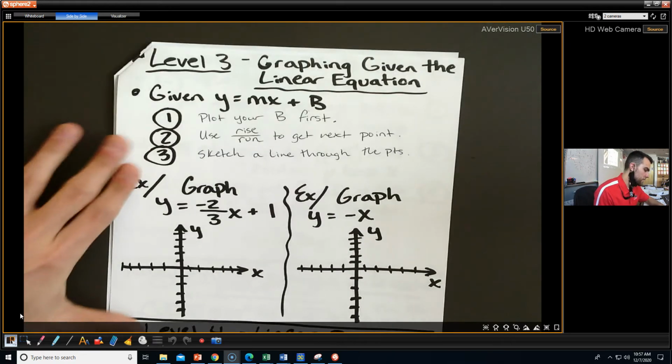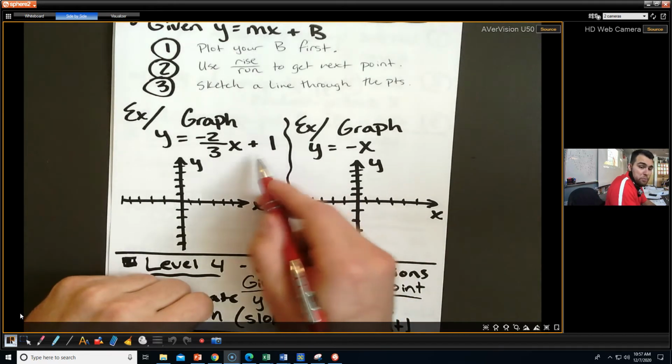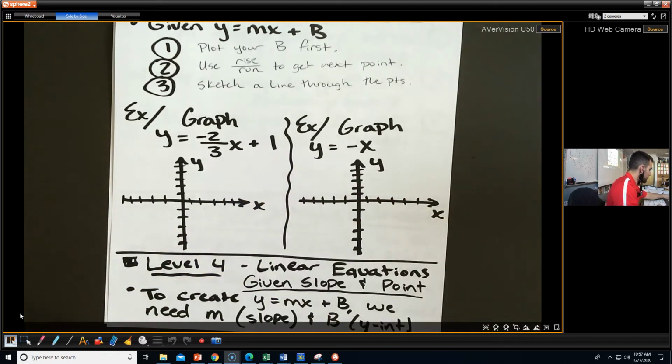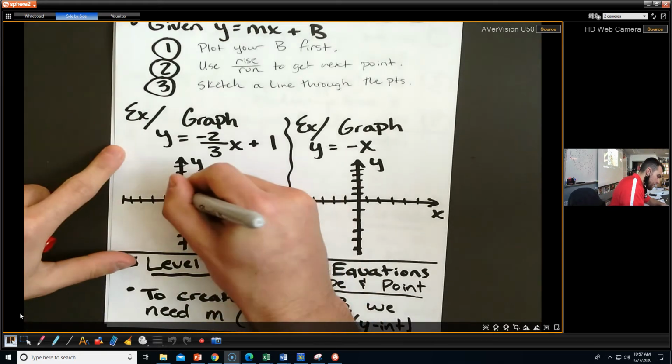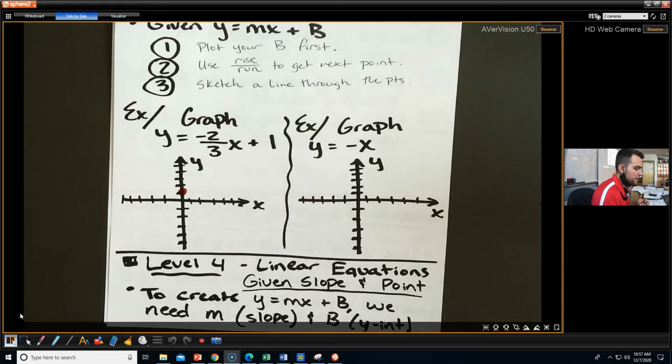And I give us 2 examples because there's kind of some nuances with them, and we want to go over those. So let's start with this one on the left. If we're graphing this guy, I need to plot my B first. Since it's a +1, my first point is going to end up going up here, right there. Now, if I want to find the second point, I need to use rise over run to get to the next point. Well, what is my slope in this case?